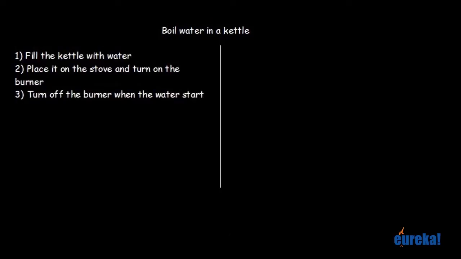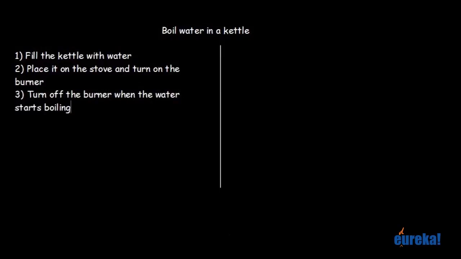Like in the previous example, we're going to first start with instructions to a friend. The instructions to a friend are pretty straightforward. 1, you just ask him to fill the kettle with water. 2, place it on the stove and turn on the burner. And finally 3, turn off the burner when the water starts boiling.